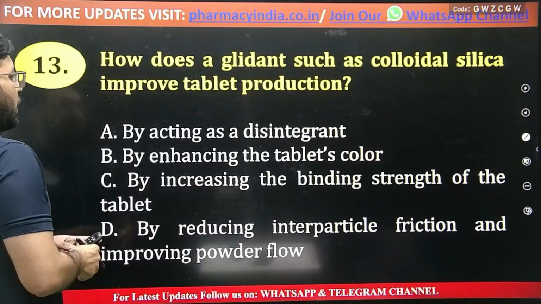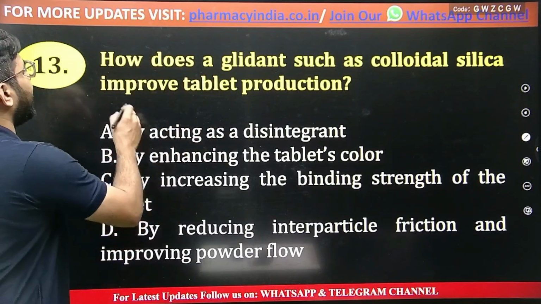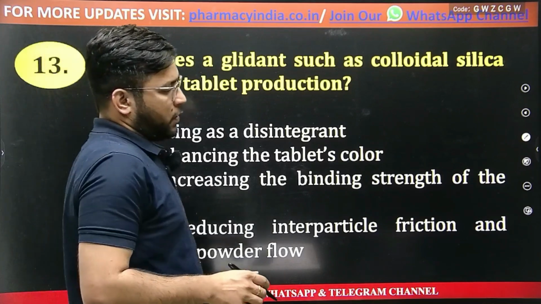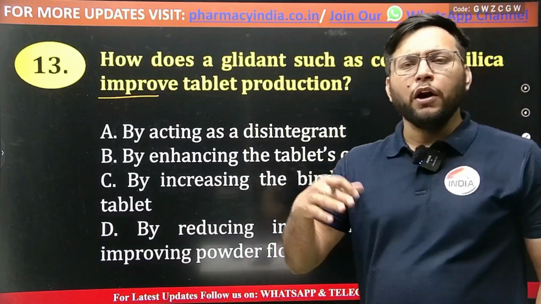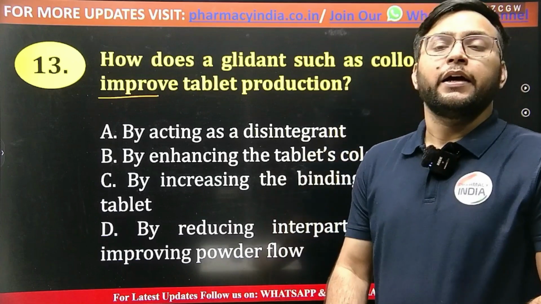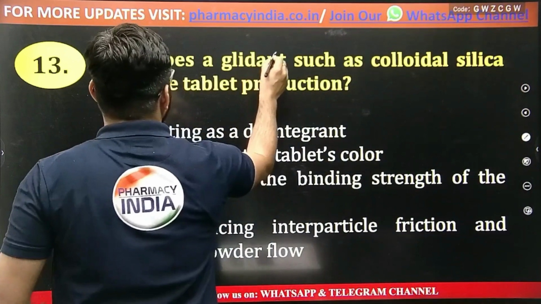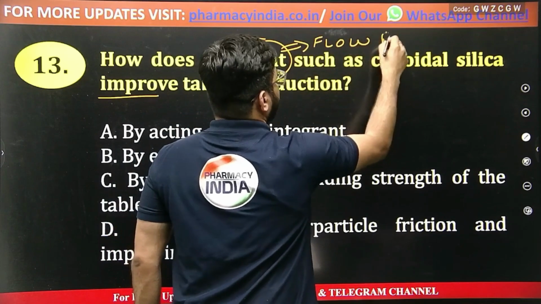Now next question is, how does a glidant such as colloidal silica improve tablet production? In this point the role of the glidant is asked. So what is a glidant? Glidant is nothing but your flow promoter. It will work as a flow promoter.